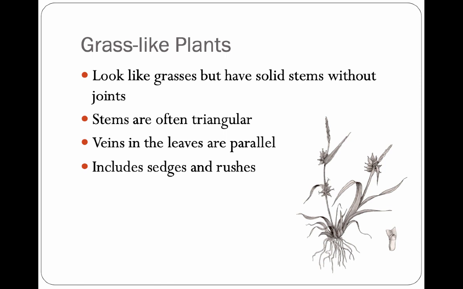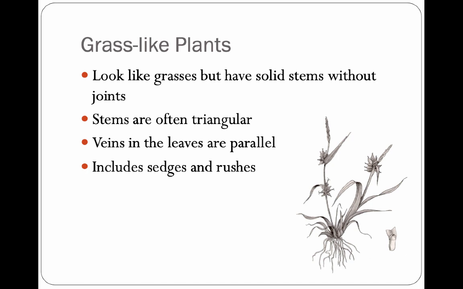Our grass-like plants, again, they have solid stems, but they don't have any joints. So the solidification of the stem actually provides enough strength to the plant to keep it upright, that joints are not needed in these types of plants.